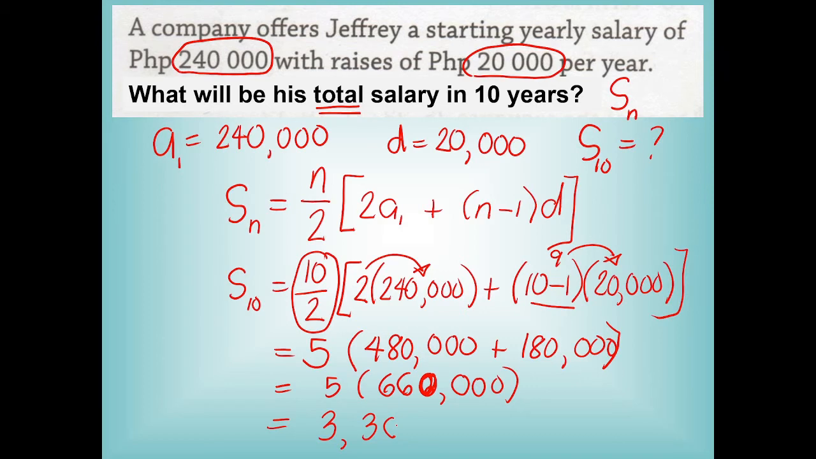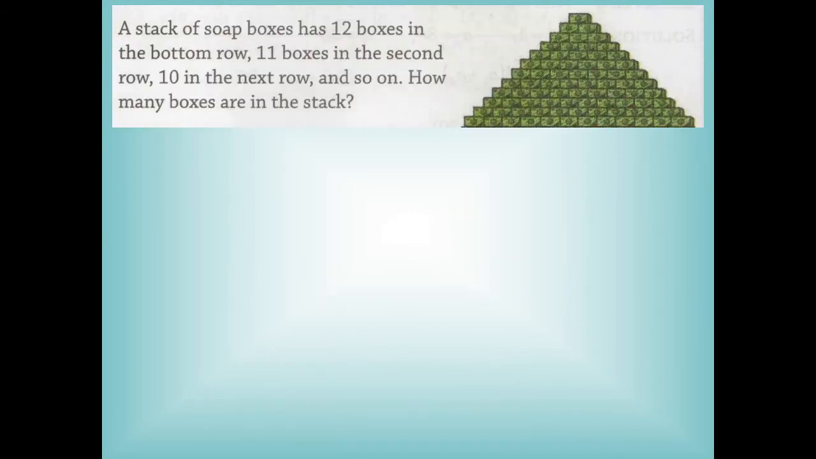3,300,000 pesos. This is the total salary of Jeffrey in 10 years. Meaning, ang pasabot-an na class, ang first year, ang second year, ang third, until the 10th year nga salary, gi-add na tanan, ang total is 3,300,000. Is this problem clear? Okay, let's proceed to our next problem.